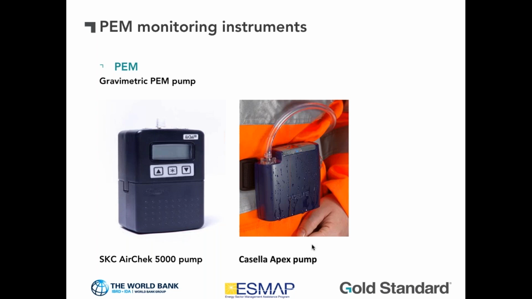On this slide, you can see some of the different equipment used for exposure monitoring. This is basically the pump, which is sucking the air, and that air is then sampled for PM 2.5. There is the SKC Air Check 5000 pump and the Casella Apex pump.